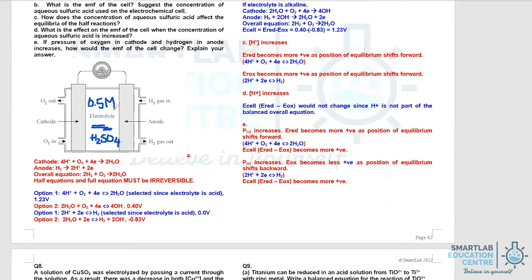Okay, let's now replace the electrolyte with dilute aqueous sulfuric acid, and in this case, its concentration will be 0.5 mole per dm cube, since that will allow the concentration of H plus to be 1 mole per dm cube, given that sulfuric acid is dibasic. So with that, let's take a look at the half equations.